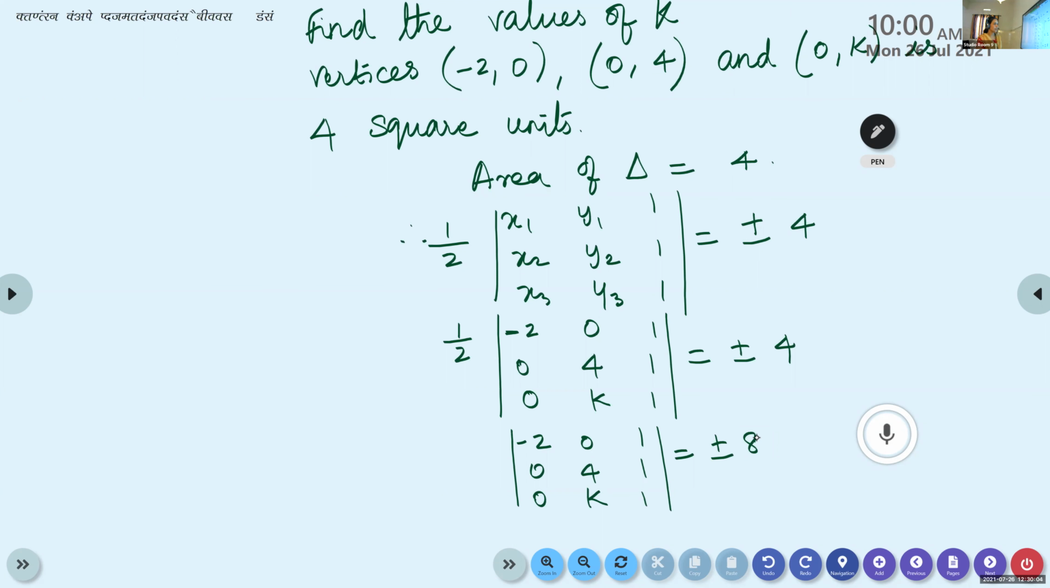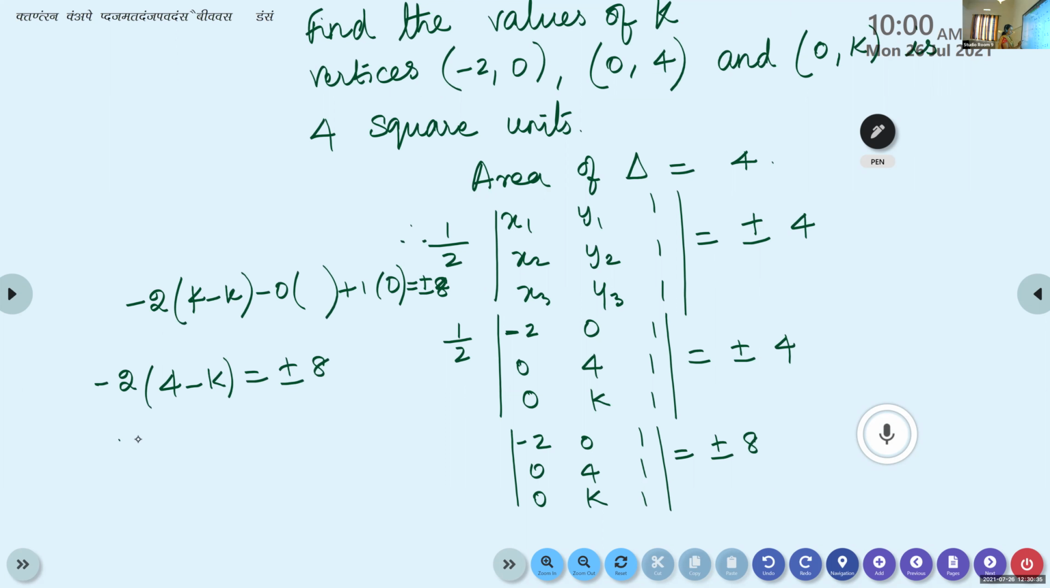What is the answer, Aishwarya? When you expand it, what will you get here? Minus 2 into (4 minus k), minus 0 into something, we can leave it, then plus 1 into (0 minus 0), equal to plus or minus 8. So we get minus 2 into (4 minus k) is plus or minus 8. When you open the bracket, minus 8 plus 2k is plus or minus 8.